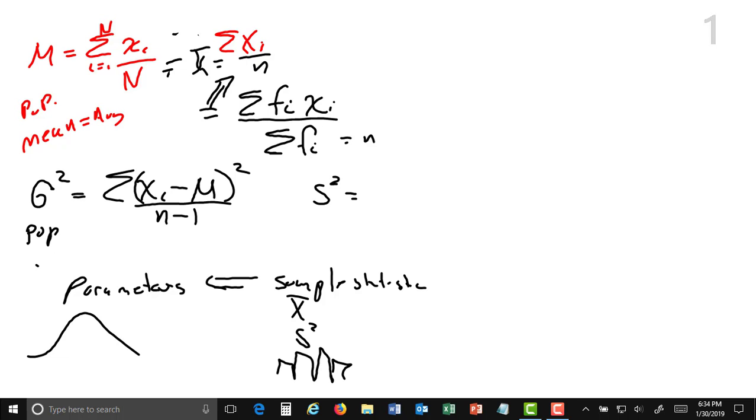Is it sinking in, or am I boring you to death? Anyway, this one can be written as this. Now I'm going to take every observation and subtract what from every observation? The sample mean. If you look over here, I didn't subtract the sample mean, I subtracted the population mean. So x, and then I'm going to subtract x bar. You see it looks a lot like this one. And then I'm going to divide that by n minus 1.